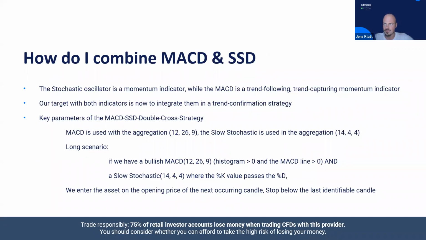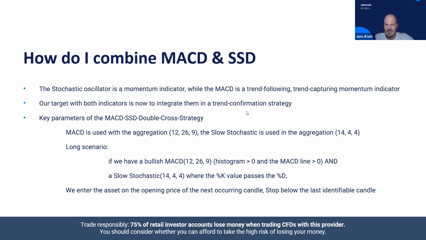So what we do is we are using the stochastic oscillator as a momentum indicator, and the MACD as our trend capturing momentum indicator. With the target, all in all, that we take both indicators and integrate them in a so-called trend confirmation strategy. So this is what we're targeting. We try to capture trends, respectively enter and exit these trends, and use these indicators and combine them.